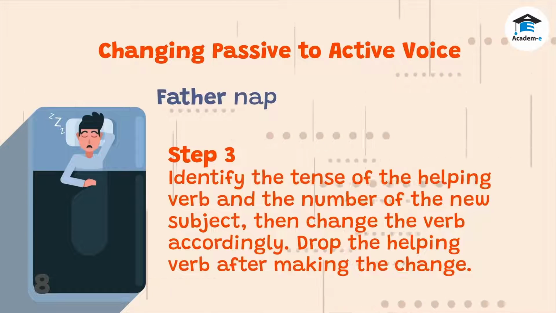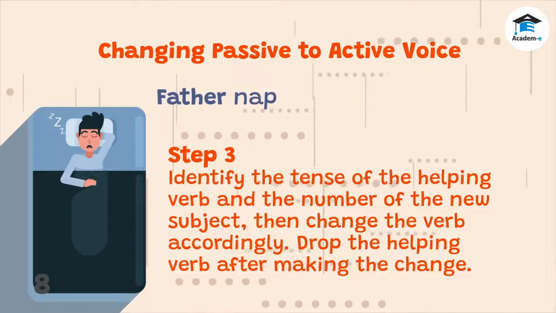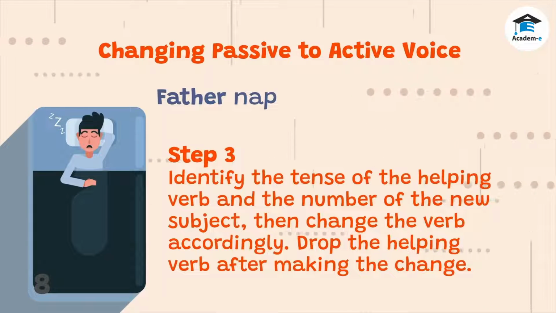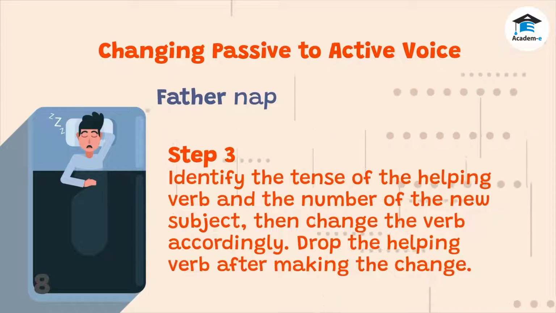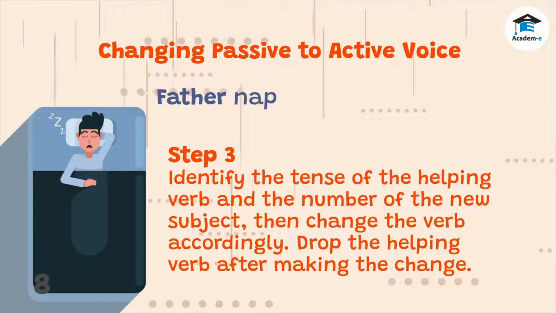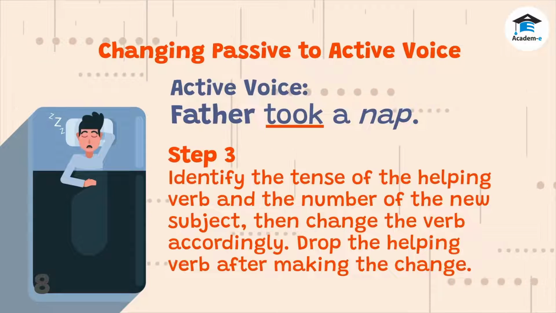Finally, identify the tense of the helping verb was and the number of the new subject and make the necessary change to the verb. The helping verb is was, which is in the past tense. Therefore, you have to change the main verb into its simple past form. Then drop the helping verb. The active form is father took a nap.